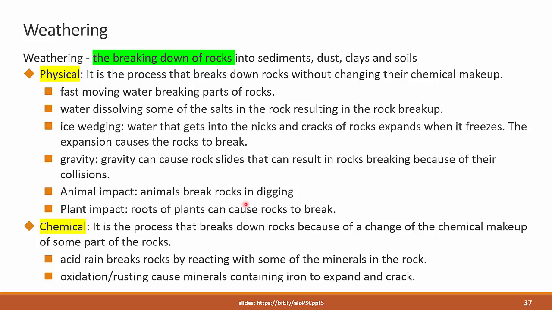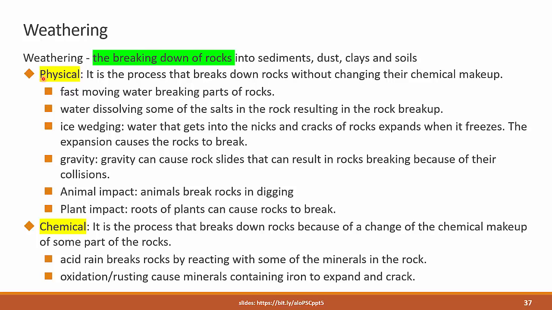Let's talk of weathering. The definition of weathering is actually the breaking down of rocks. Don't think of weather. Weather can be responsible for a lot of it, but by definition it is just the breaking down of rocks into dusts, clays and salts. That's what we call weathering.